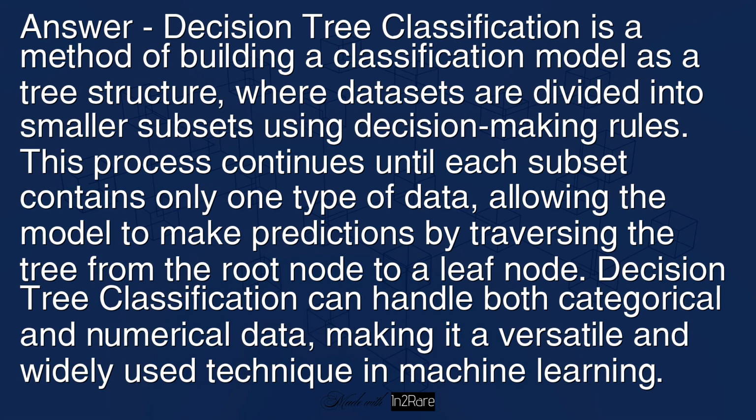Answer: decision tree classification is a method of building a classification model as a tree structure where data sets are divided into smaller subsets using decision-making rules. This process continues until each subset contains only one type of data, allowing the model to make predictions by traversing the tree from the root node to a leaf node. Decision tree classification can handle both categorical and numerical data, making it a versatile and widely used technique in machine learning.